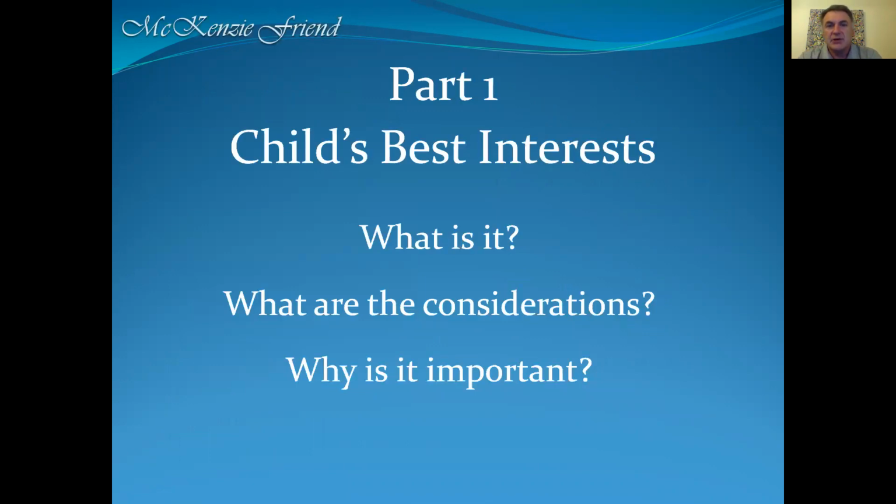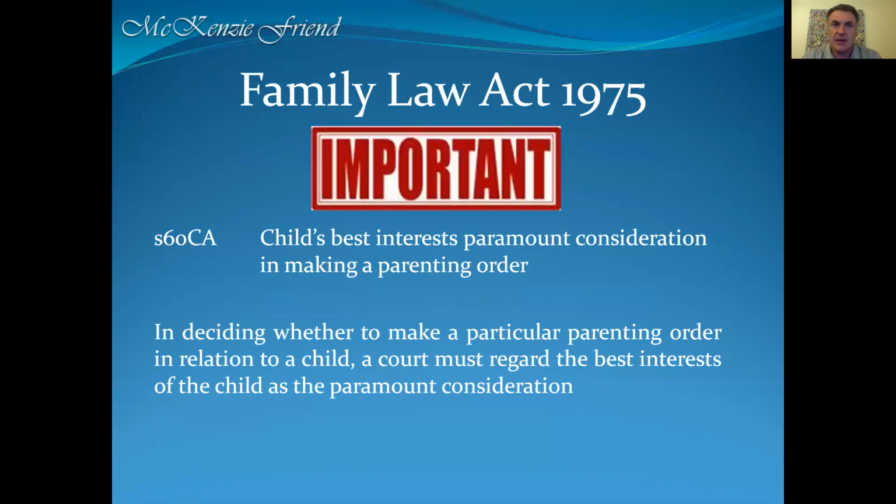Let's look firstly at the child's best interests: what it is, what the considerations are, and why it is important. Importantly, under Section 60CA of the Family Law Act, the child's best interests are the paramount consideration in making a parenting order. In deciding whether to make a particular parenting order in relation to a child, a court must regard the best interests of the child as the paramount consideration. Everything else is secondary.